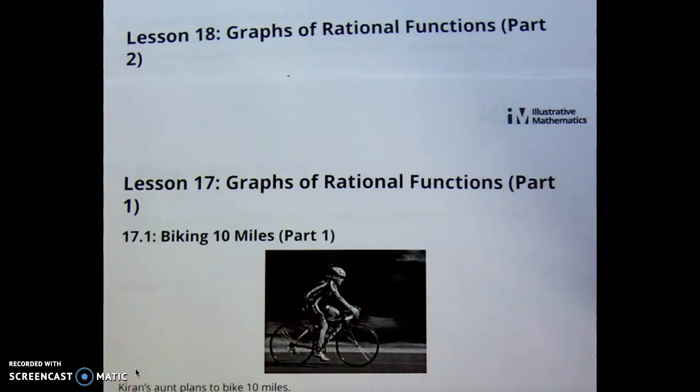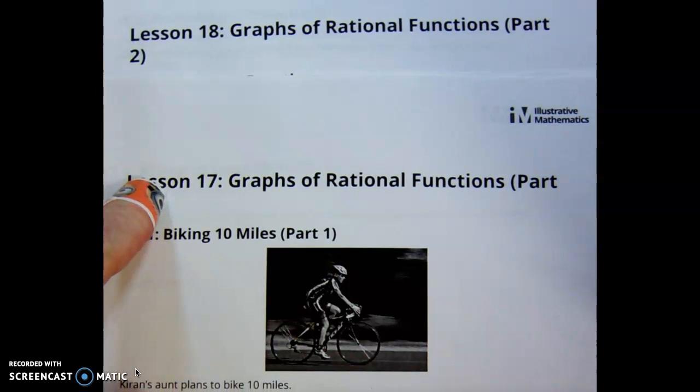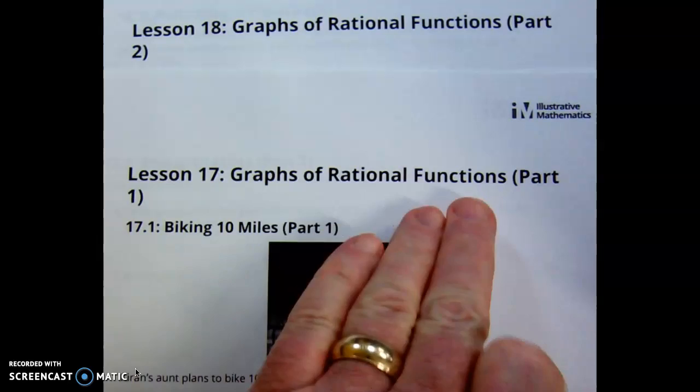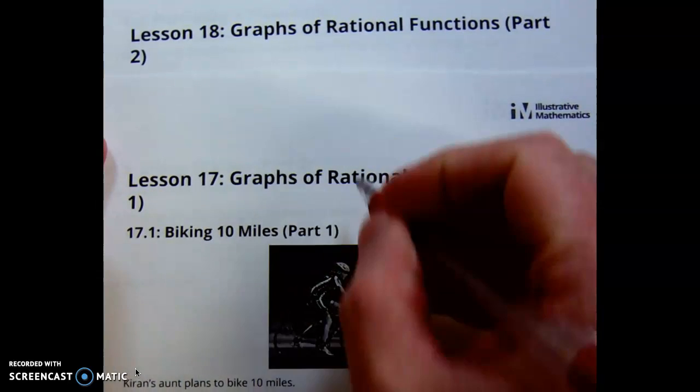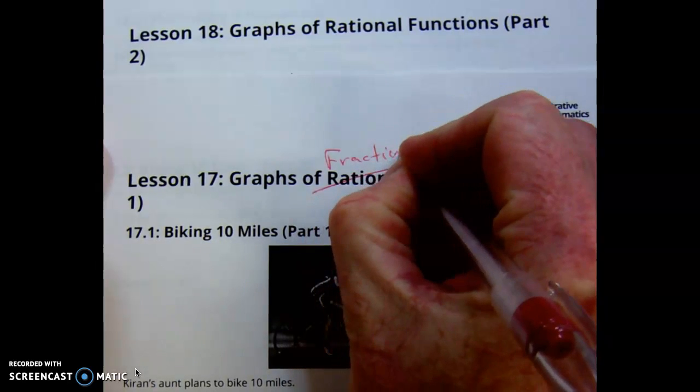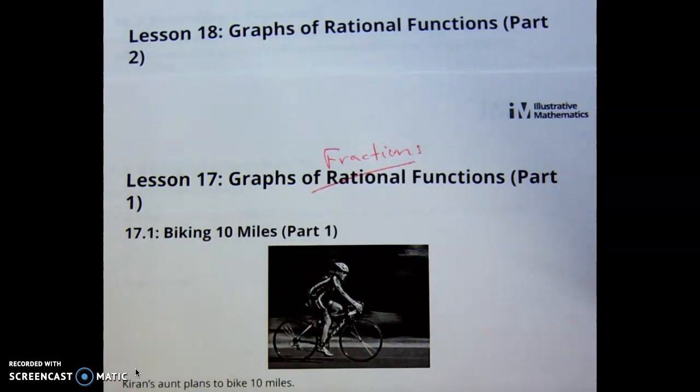Today we're going to work on Unit 2, Lesson 17 and Lesson 18. We're working on graphs of rational functions. Now all that means is fractions. Rational just means fractions. So now we're going to have x's on the bottom of a fraction.